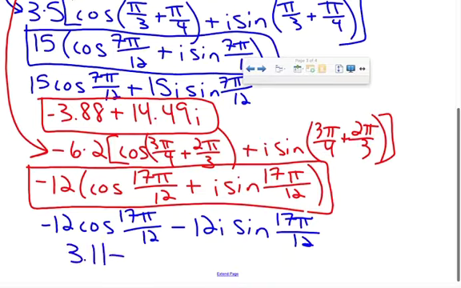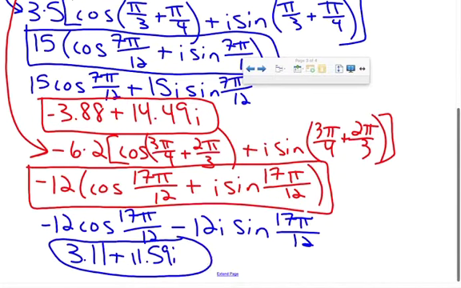minus 17 times pi divided by 12, taking the sine of that this time, and that's a negative number, so minus a negative means I'm adding. So times that negative 12 gives me positive 11.59I. And that's the second part of my answer.